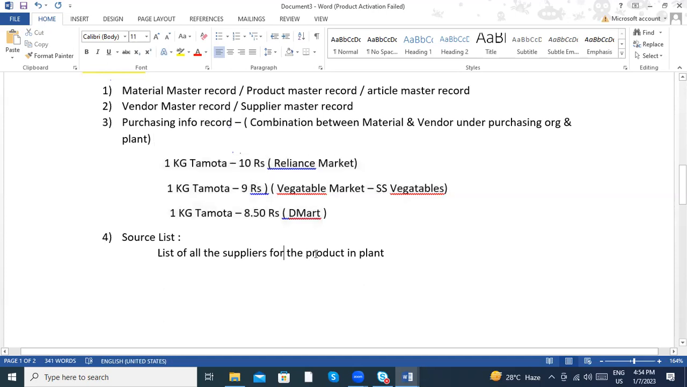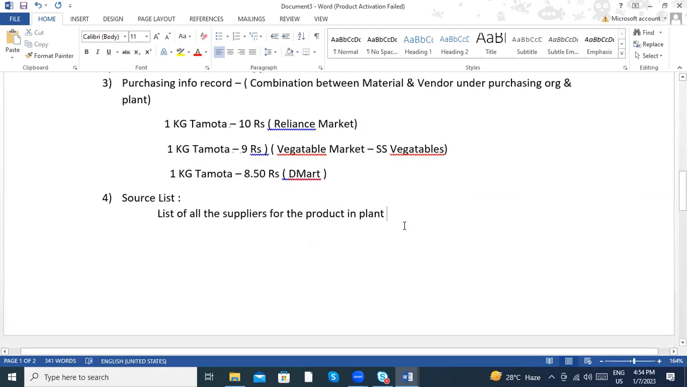It is maintained for each and every product, not for multiple products at a time. For a single product, what vendors are there? Each and every product has multiple vendors listed. And also here we can block the vendor for a particular period.